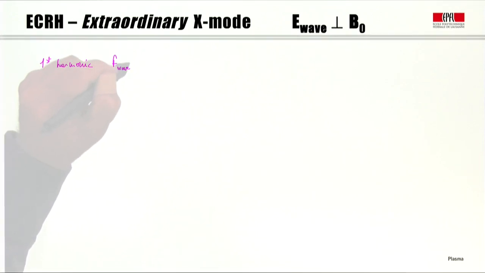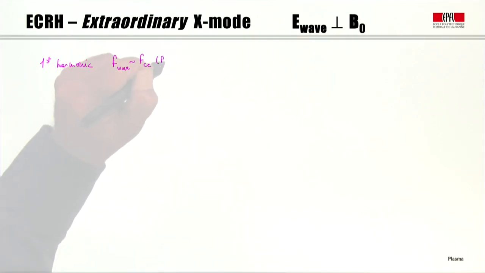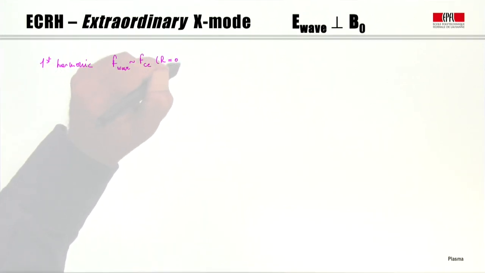Let us now explore a second option that we have for the polarization, the so-called extraordinary mode or X mode, in which the oscillating field of the wave is perpendicular to the magnetic field. As you have seen, the dispersion relation for this mode is quite different from the ordinary mode. So let's consider first the first harmonic. That is, we have the frequency of the wave roughly chosen to be corresponding to the resonance frequency of the electron cyclotron motion at, say, the plasma core.